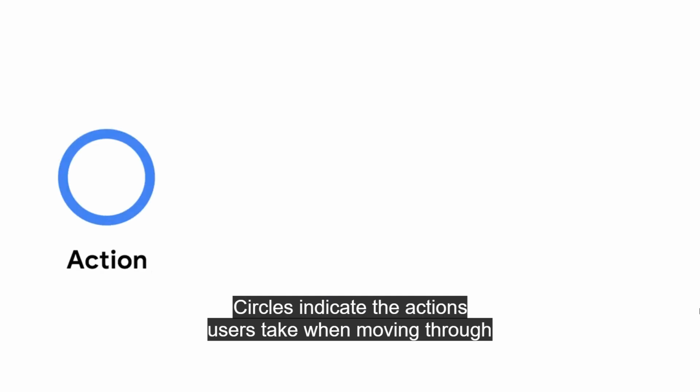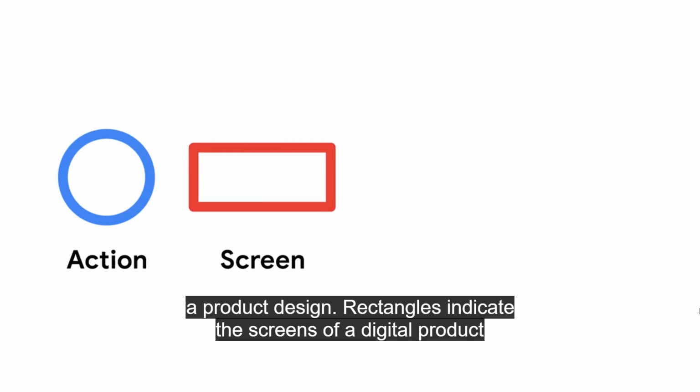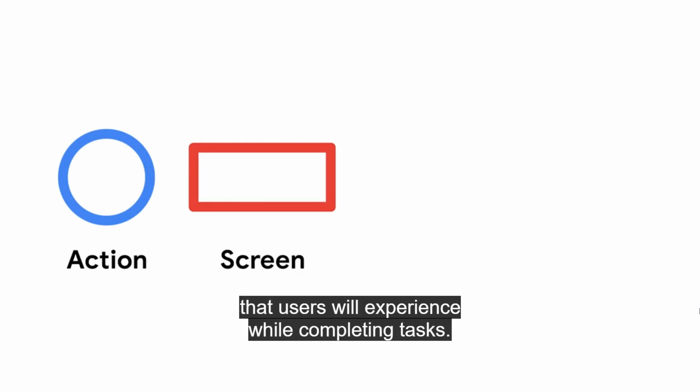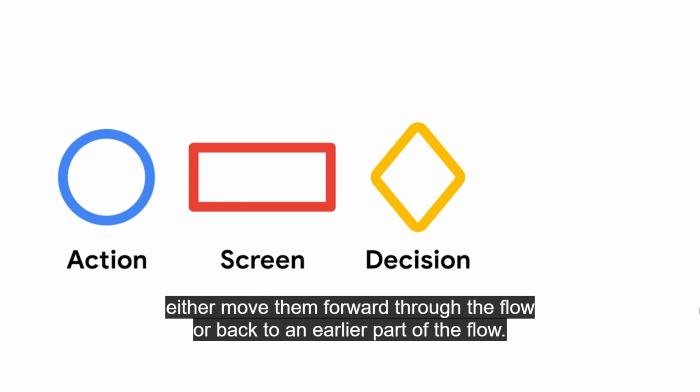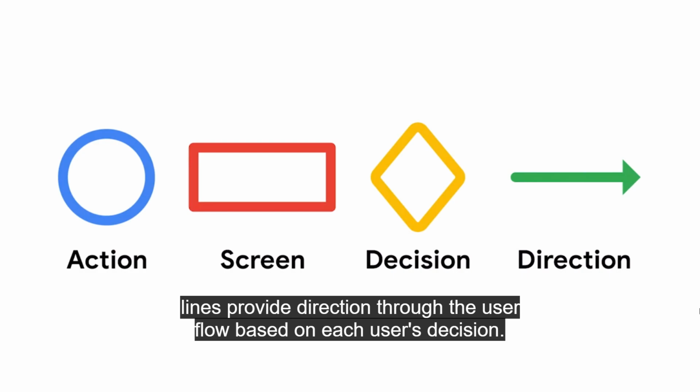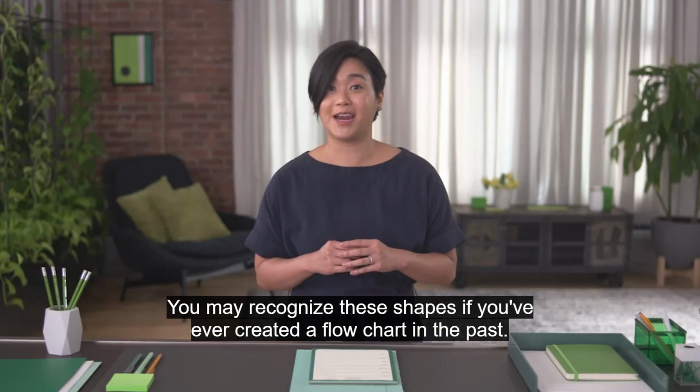Circles indicate the actions users take when moving through a product design. Rectangles indicate the screens of a digital product that users will experience while completing tasks. Diamonds symbolize the decisions users make and either move them forward through the flow or back to an earlier part of the flow. And finally, lines provide direction through the user flow based on each user's decision. You may recognize these shapes if you've ever created a flowchart in the past.